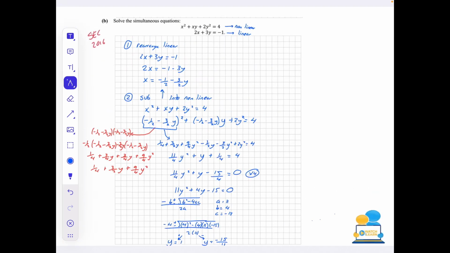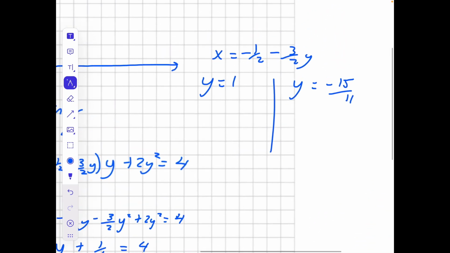Okay, I'm not going to change that into a fraction or into a decimal, because if I do, it is a reoccurring decimal. It'll be minus 1.363636 and so on. So just leave that as a fraction. Okay, that's step 2 done. For step 3 then, I'm going to take my step 1 and I'm going to take my 2 answers for y, so y is equal to 1 or y is equal to minus 15 over 11, and I'm going to sub them in.